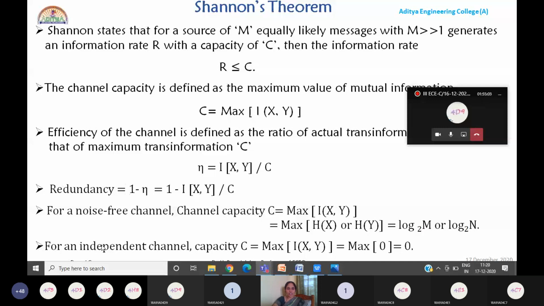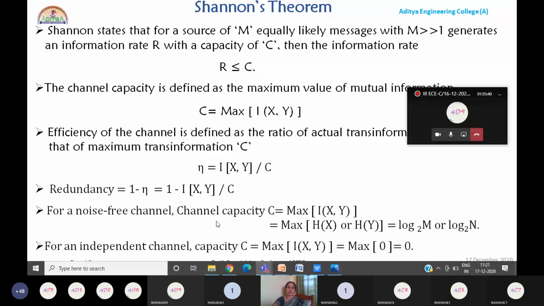But for a dependent channel, we'll have some channel capacity, and we can calculate it as the maximum of mutual information. For a noise free channel, we get the maximum value, and it is log m base 2 or log n base 2. But for an independent channel, the mutual information is 0 because no information is transmitted from transmitter to receiver, or no acknowledgement is sent back from receiver to transmitter. So our channel capacity is also 0 because it is the maximum of I(X;Y). So for an independent channel, channel capacity is 0.